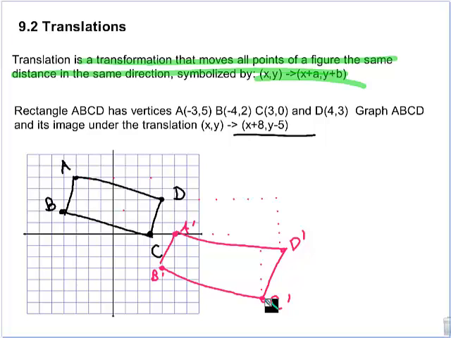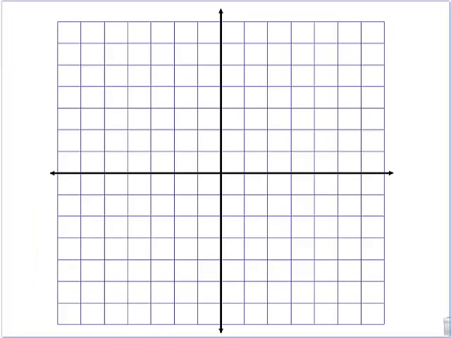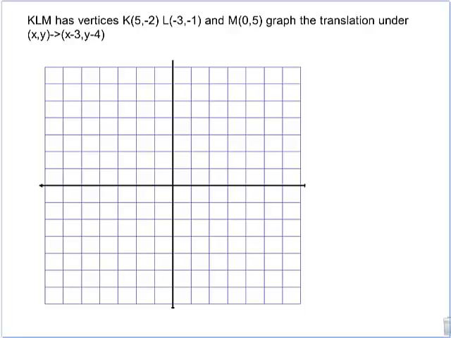Now for some of them, I'm going to give you the two images and you have to find the translation. So if I gave you two images, how would you find the translation? Yeah, you would count between them and figure it out. You have to put the little apostrophe in. The apostrophe means that's our new image.